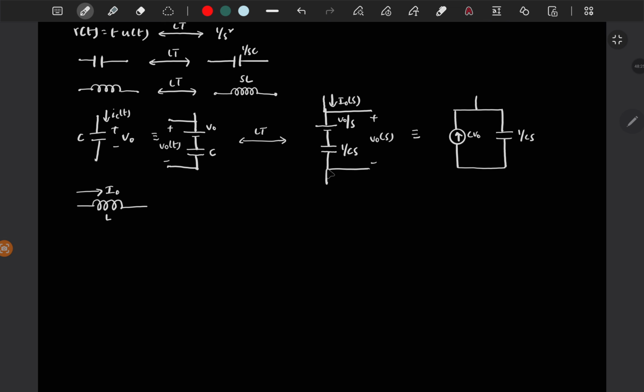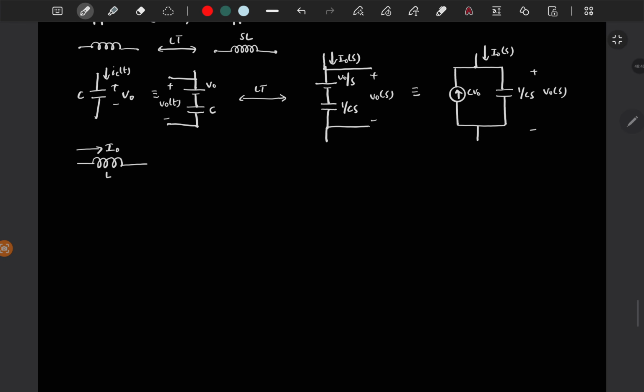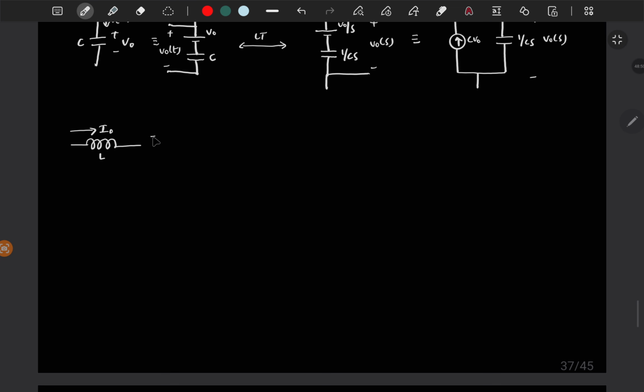So these two terminals are represented as these two terminals. So this total current is now I naught of S, and this voltage is V naught of S. So this is about the capacitor. Similarly, if you have an initial current of I naught, then in time domain you represent it with an inductor in parallel with the initial current, right?